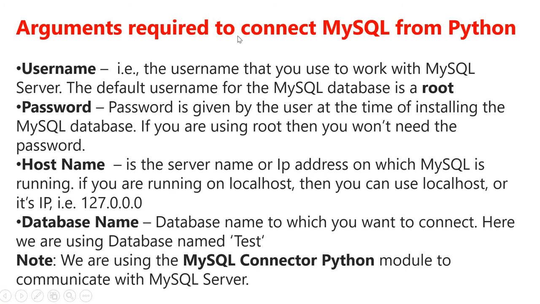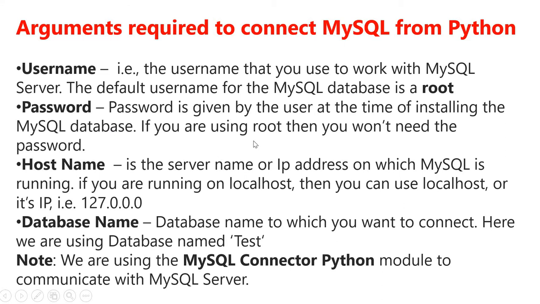Now a few arguments are also required to connect MySQL from Python. Number 1, username. Number 2, password. Number 3, host name. And number 4, database name. What are these? Username. It's a username that you use to work with MySQL server. The default username for the MySQL database is root, and I'll be using the same one here in the example. Password. It is given by the user at the time of installing the MySQL database.